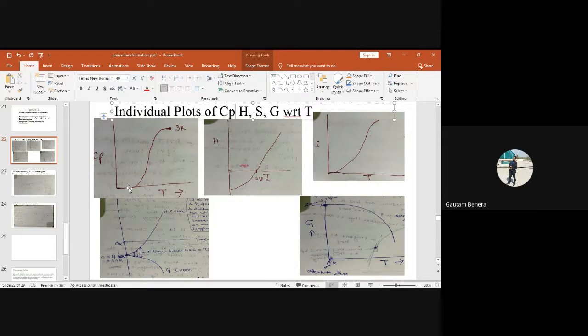And what happens to the Cp? Cp value increases. Why? Because the lattice vibration starts. The moment you are above 0 degree Kelvin, some vibrations will be there. The more you go to a high temperature, the more vibrations will be there in the material. So Cp value increases with increasing temperature.